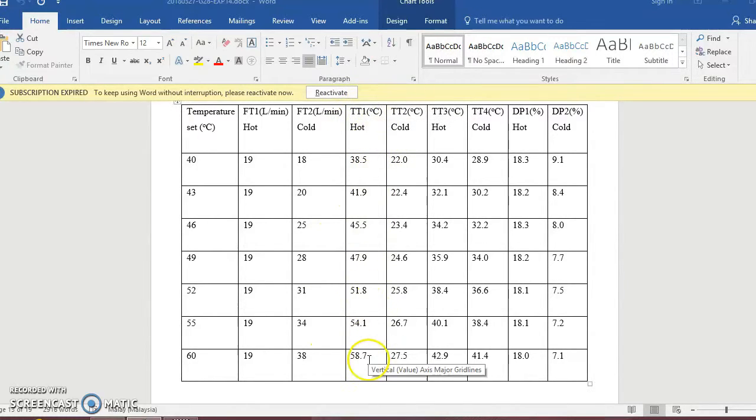TT1 is the hot water inlet temperature, TT2 is the cold water inlet temperature, TT3 is the hot water outlet temperature, and TT4 is the cold water outlet temperature. DP1 is the hot water differential pressure, which starts at 18.3 and then subsequently decreases to 18. DP2 is the cold water differential pressure, which starts at 9.1 and ends at 7.1. The lower the differential pressure, the higher the efficiency of the heat exchanger.